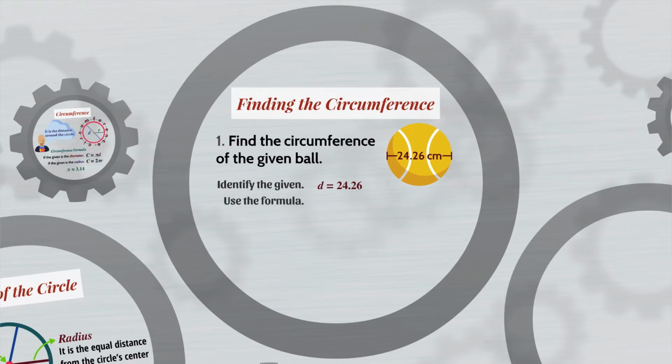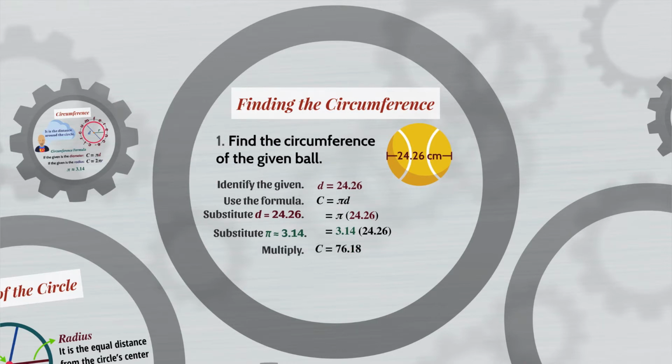Then we will use the formula C is equal to the product of pi and d. After that, substitute the value of d, which is 24.26, and we will have pi times 24.26. We will also substitute the value of pi, which is about 3.14. That is 3.14 times 24.26. Multiply and we will get 76.18. Thus, the circumference of the ball is about 76.18 centimeters.